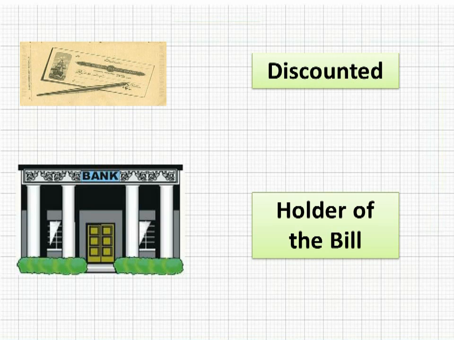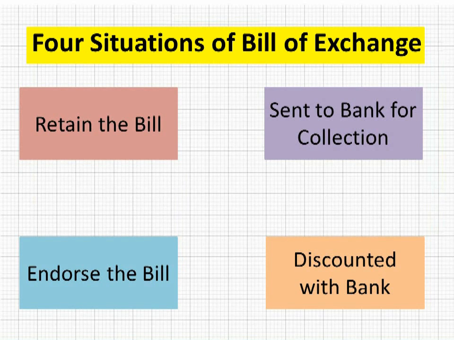So these are the 4 situations of the bill of exchange. Now we'll start the journal entries for different situations.